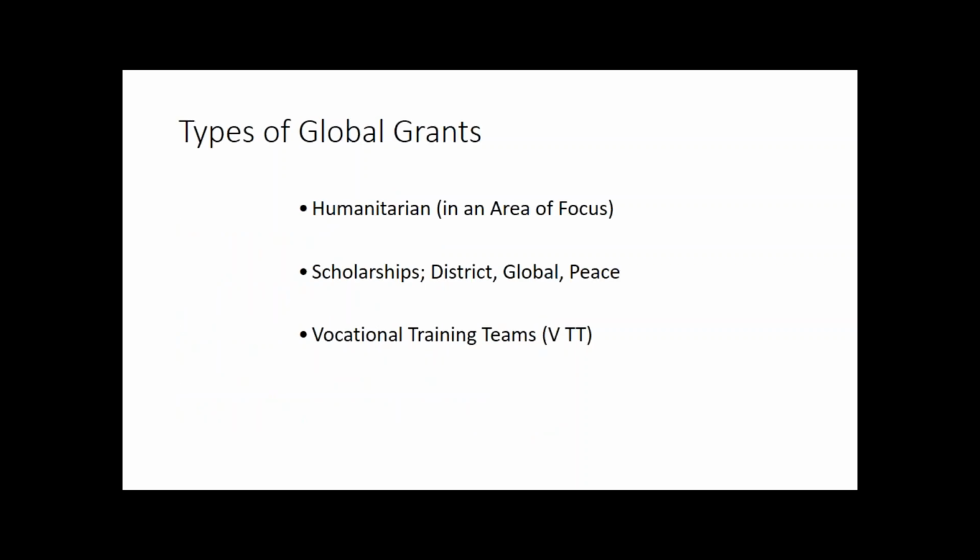So we have 3 types of global grants. One is humanitarian, and that means it's a grant in a particular area of focus. Humanitarian aid is aid in action designed to save lives, alleviate suffering, and maintain and protect human dignity. It comes from the Truman document, 1949. Just to bring it back down to Rotary language, we're doing something to make lives better in a community, right? Just doing something to make lives better.